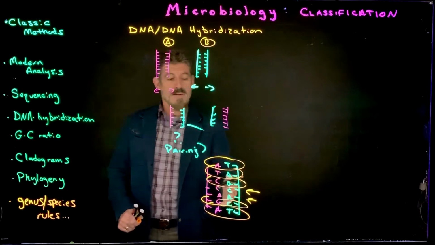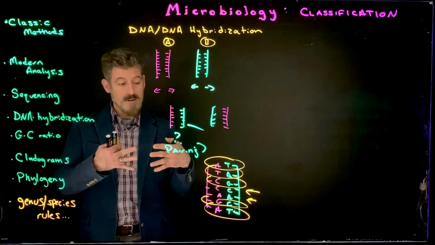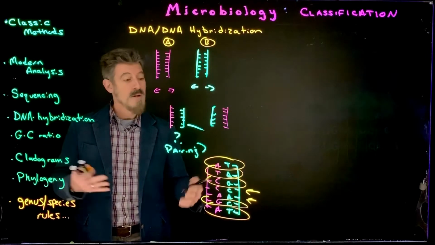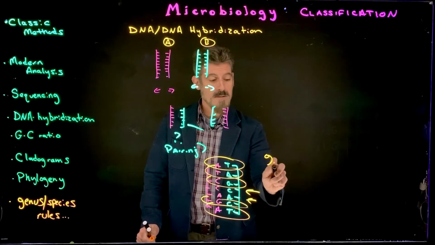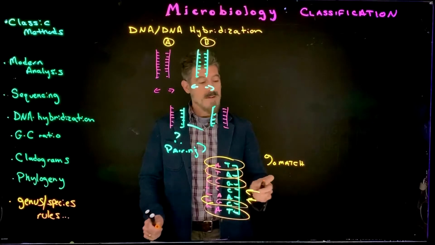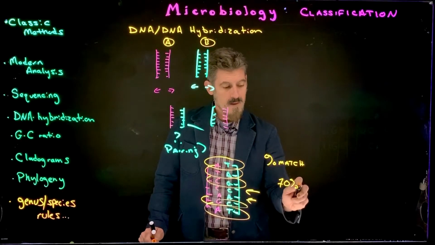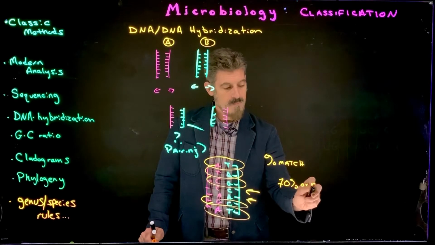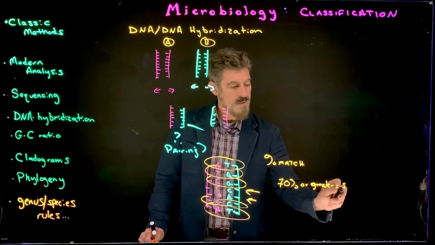So we would find that there's a certain number of nucleotides that pair, and the strands actually match up together, and there's a certain number that don't pair up. In that case, we would then calculate a percent match. And what we find is that if it's 70% or greater, we have the same species.